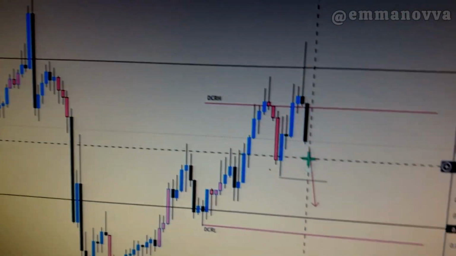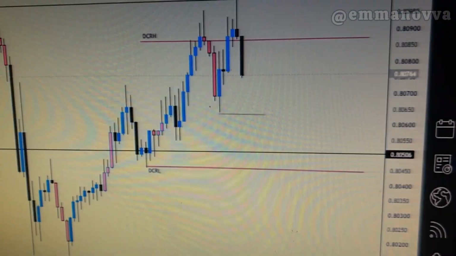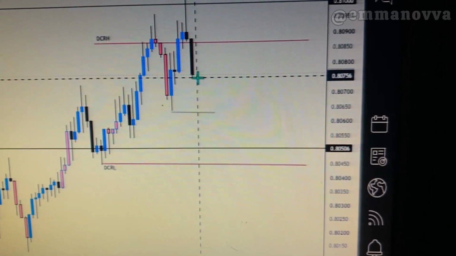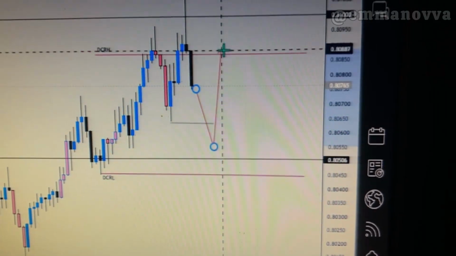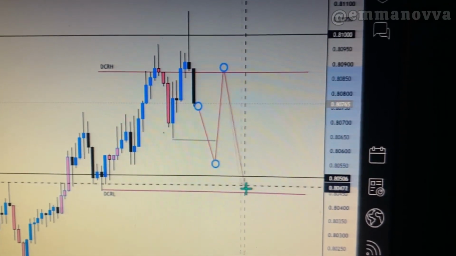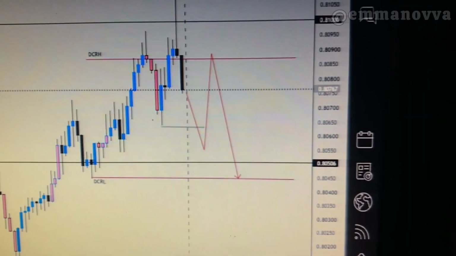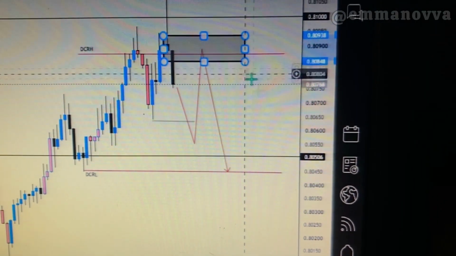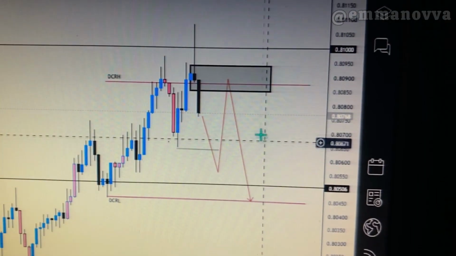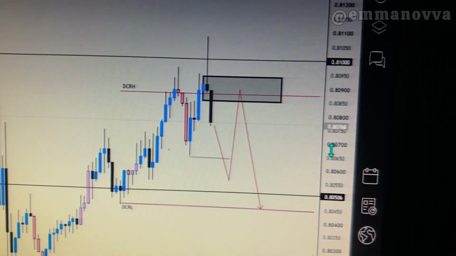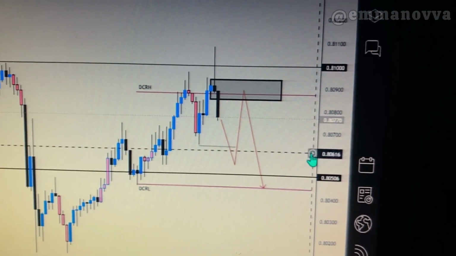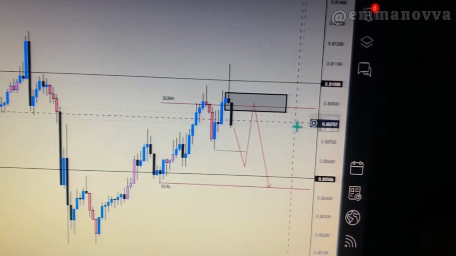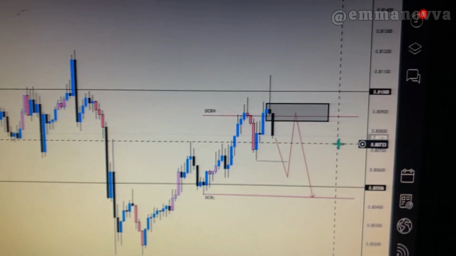Oh, sorry. Okay. Waiting for price to give me a change of character, retest this level, then sell to the downside. So I'm going to consider this other block right here and then enter from that level. So these are the two setups that I'm watching right now for tomorrow.